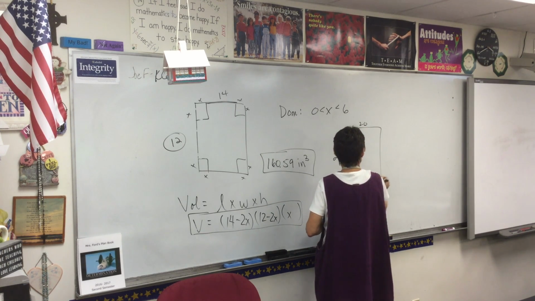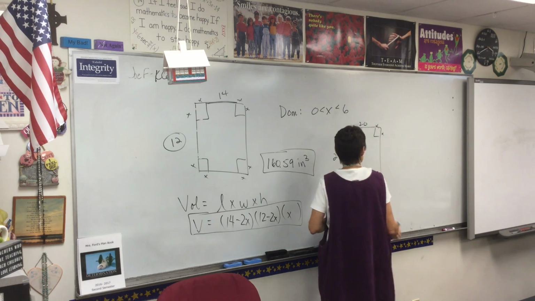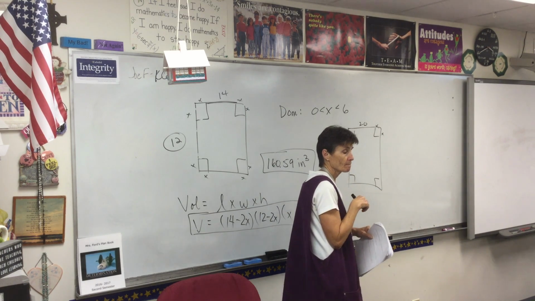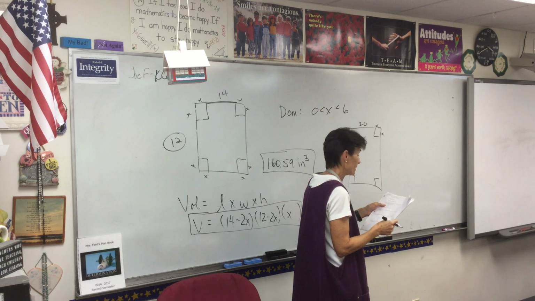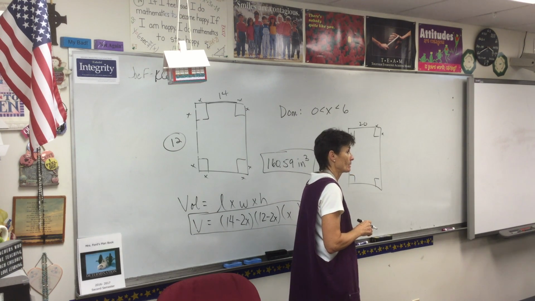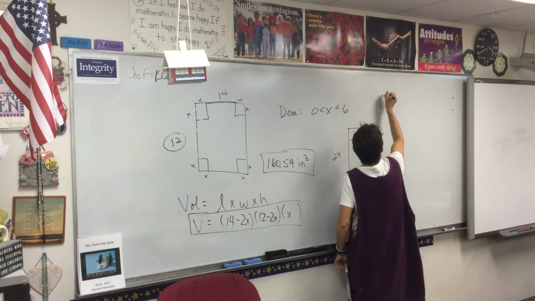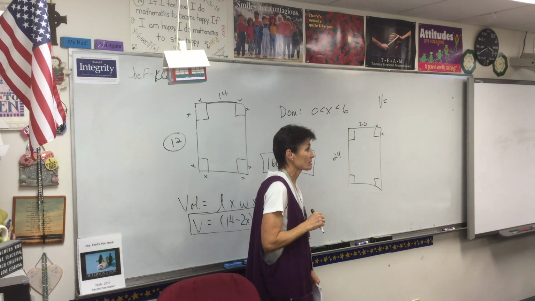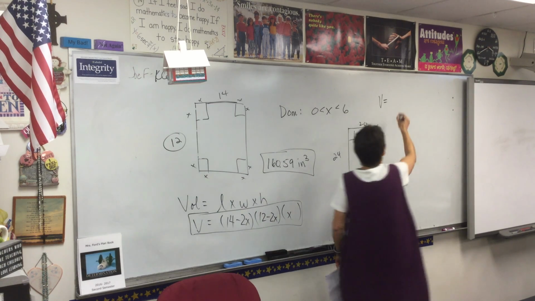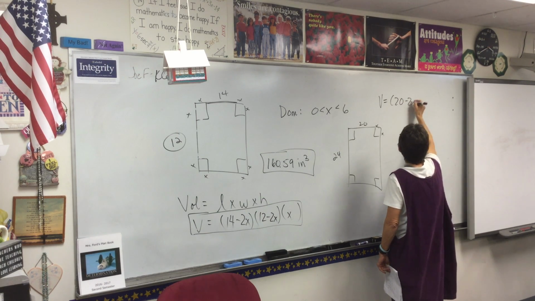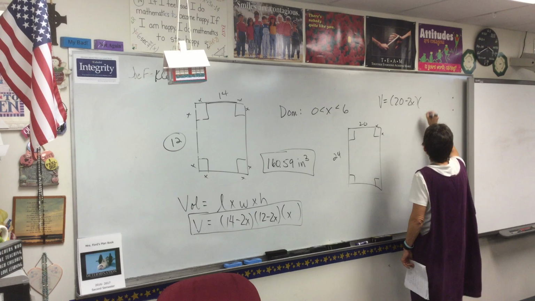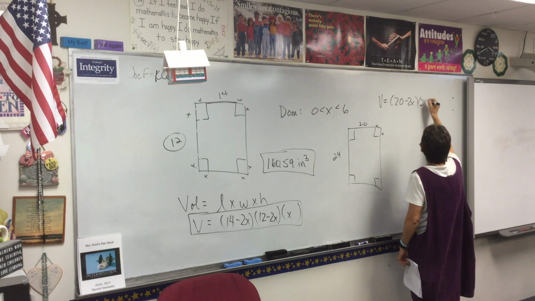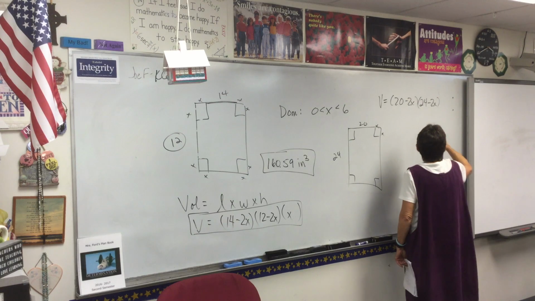And you're cutting out the corners again, just like before. And you've got to write an equation for the volume. Can you do this? What is the formula or the equation for the volume of this box? 20 minus 2x. Very good, Emma. Times? 24 minus 2x. Yep, times.